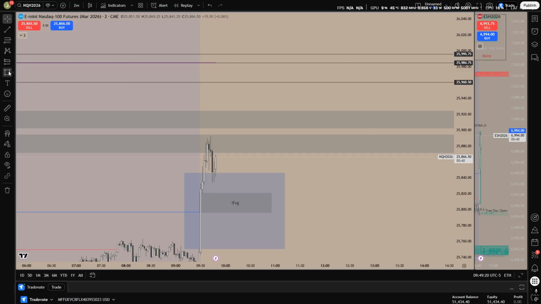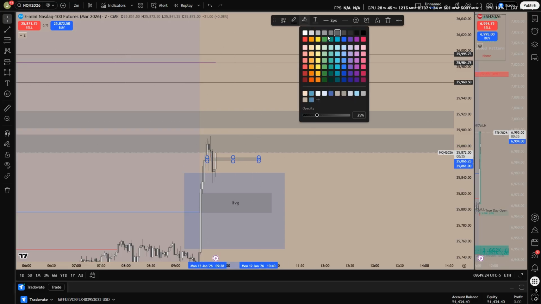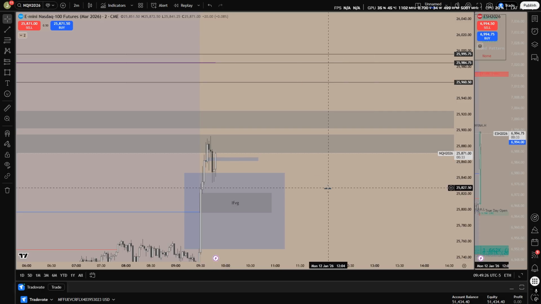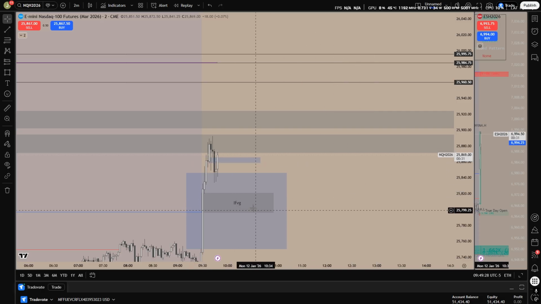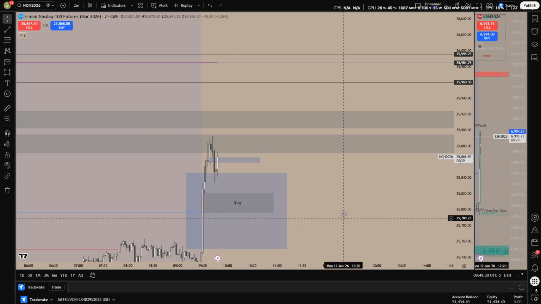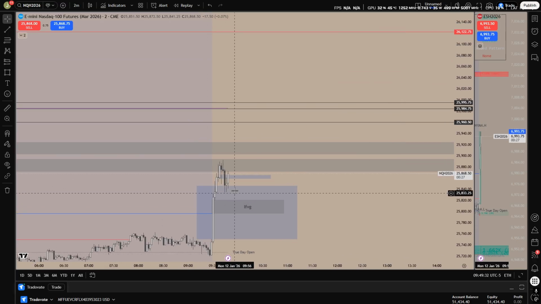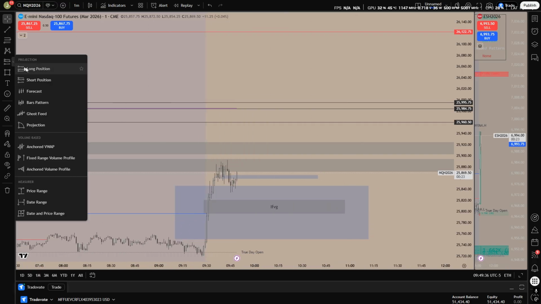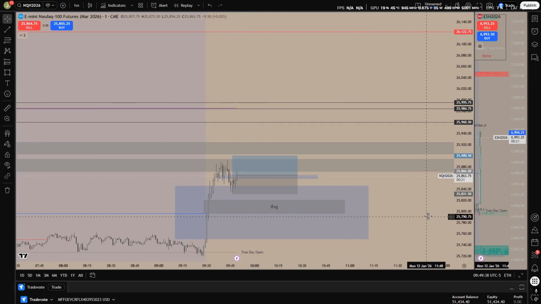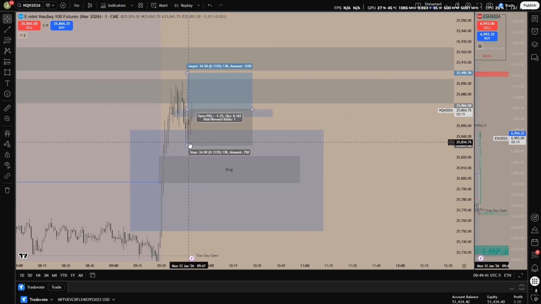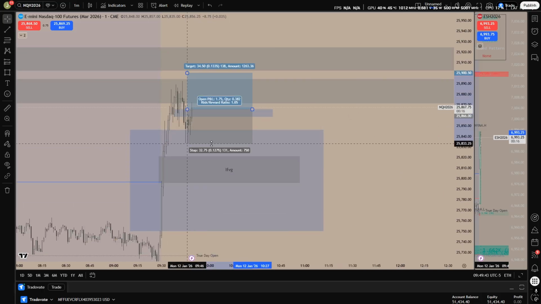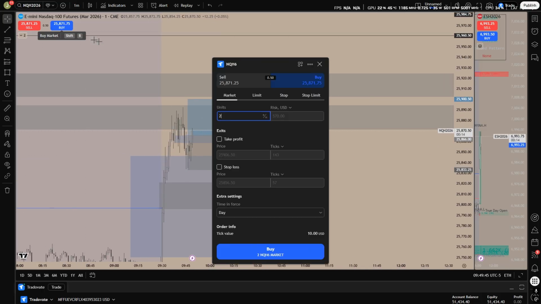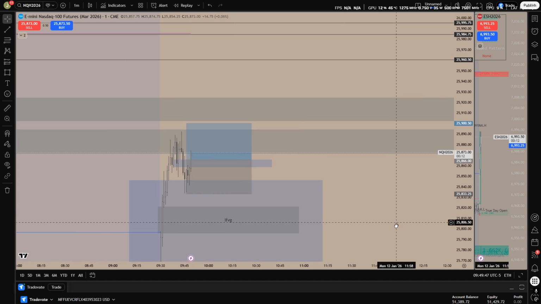Oh my God, I might actually look for buys here. I'm not gonna lie, because look at that. Look at the rejection off of the zone. You see that rejection? That was a very good rejection off of that zone. So I could actually look for a buy and put my stops. Oh, I might do it. I'm gonna do it. All right, I'm in buys.